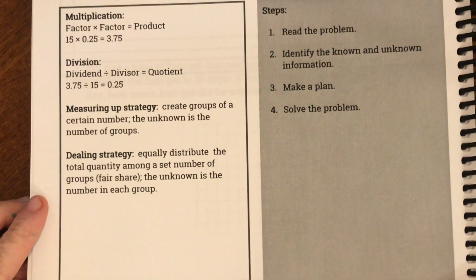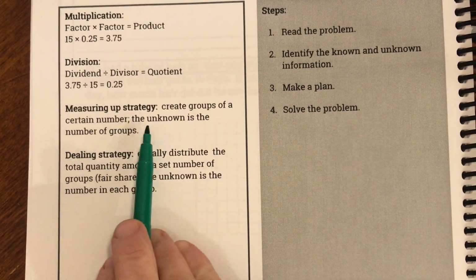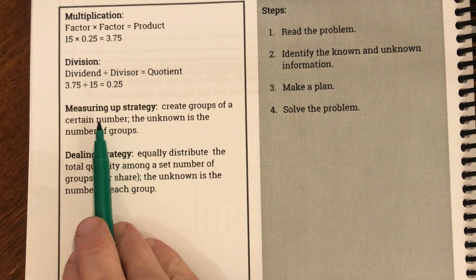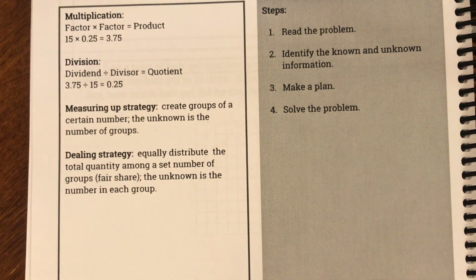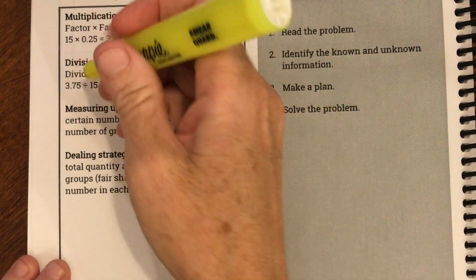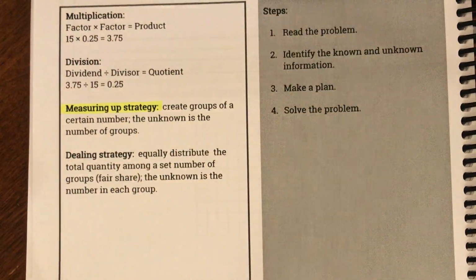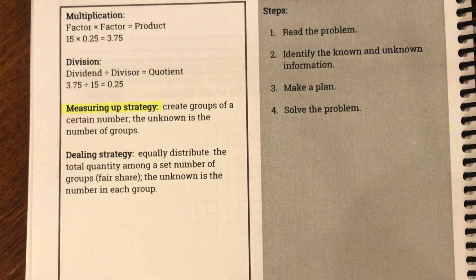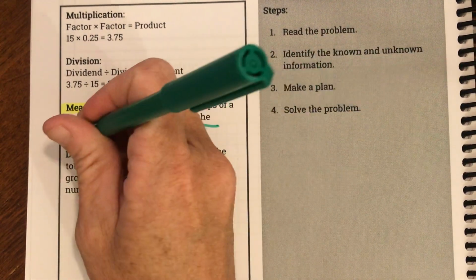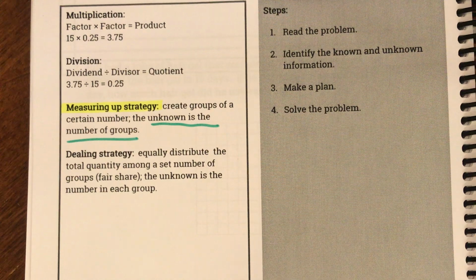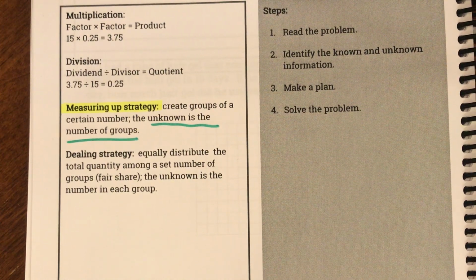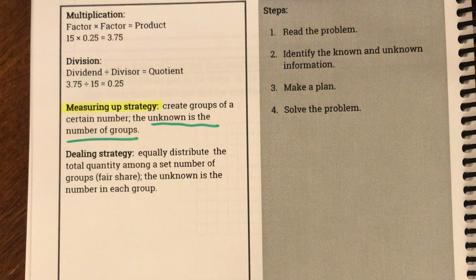So I'm going to skip down to our two strategies. We've learned the measuring up strategy. Remember, in the measuring up strategy, that's when we highlighted the dividend. And then we knew how many was in the group, but the unknown was the number of groups. We didn't know how many groups there were going to be. So in the measuring up strategy, we had to highlight and then count how many was in each group, and then once we did that, we found out how many groups there were.